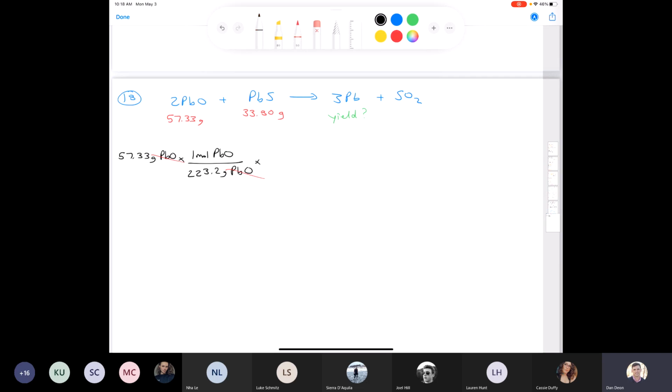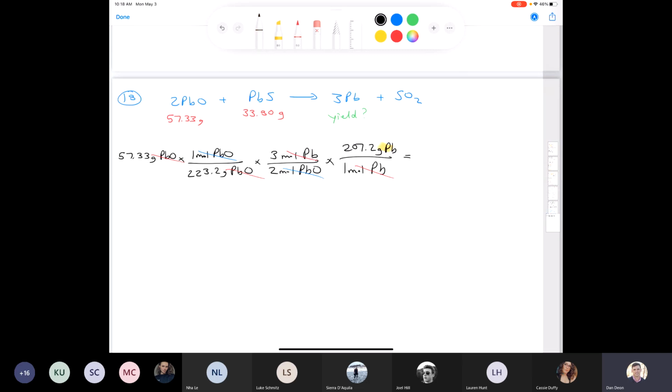So I can go to my balanced equation and say that for every 2 moles of lead(II) oxide consumed, I produce 3 moles of lead. But that doesn't tell me the mass of lead, does it? But I know that in 1 mole of lead, I have 207.2 grams of lead. And of course, you can get that from the periodic table. So we have moles of lead(II) oxide canceling, moles of lead canceling, and we end up with grams of lead in the end.